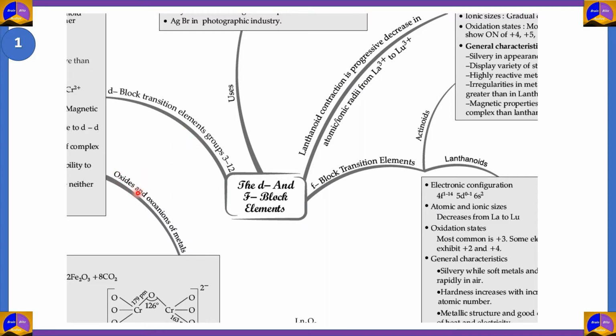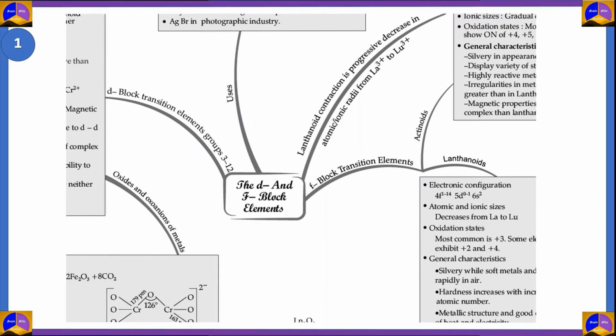And then we'll be looking at oxides and oxoanions of some of these metals. Then we'll be looking at the F block transition elements. We'll be studying lanthanoids and actinoids separately. Then we'll be looking at lanthanoid contraction, which is a phenomenon occurring in D block and F block elements related to atomic size. And finally, we'll be looking at the uses of the D and F block elements.